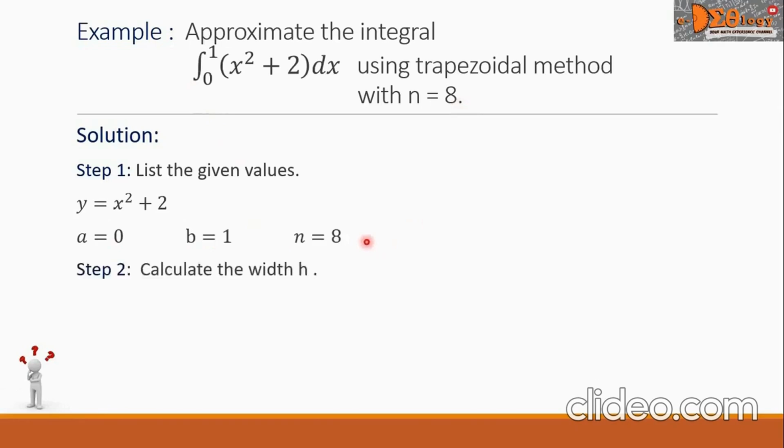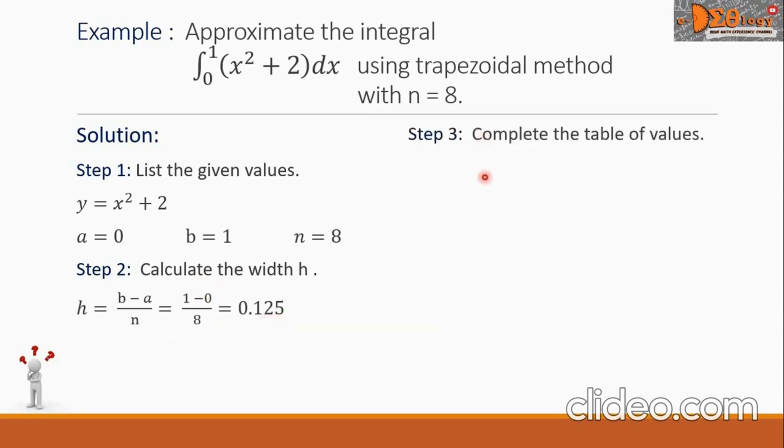Step 2, let us calculate the width h. Our formula is b minus a over n. So we substitute 1 minus 0 all over 8. Simplifying this, we will get the decimal 0.125.